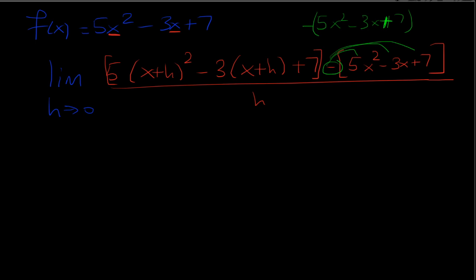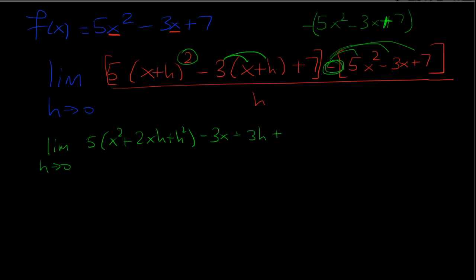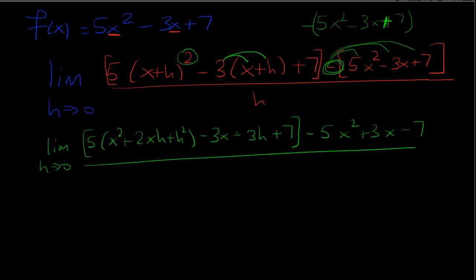Okay. So what I'm going to do is distribute out the 3, distribute out the negative, and then I'm going to expand the x plus h. So that's going to be x squared plus 2xh plus h squared minus 3x minus 3h plus 7, and then minus 5x squared plus 3x minus 7 all over h.